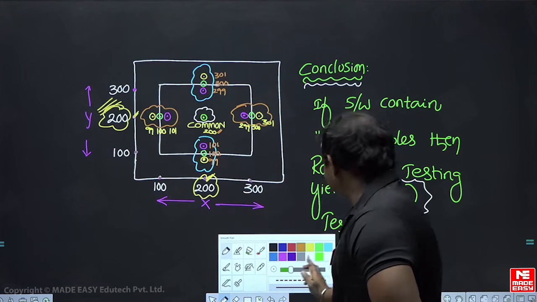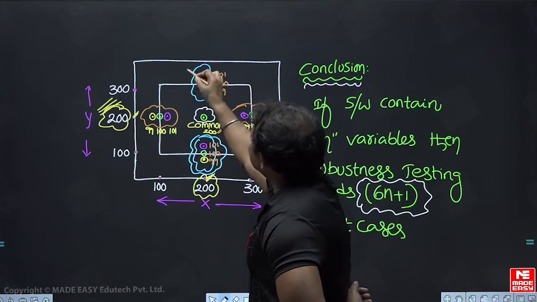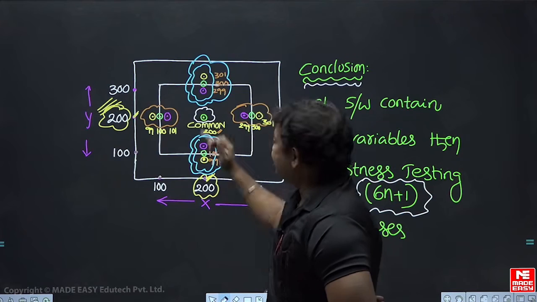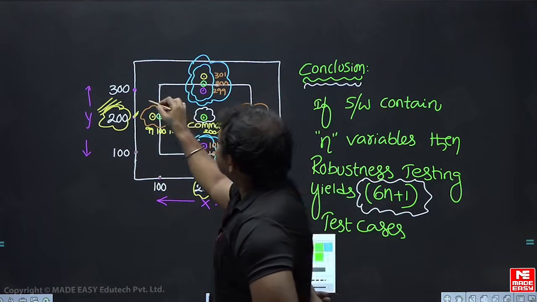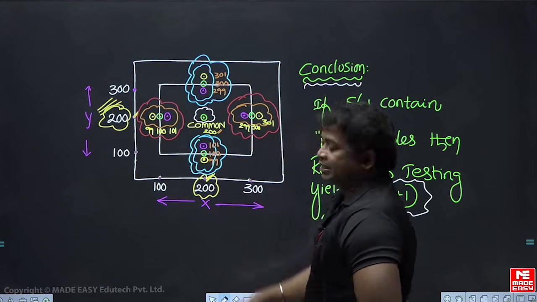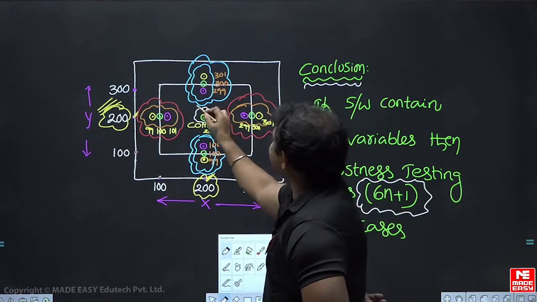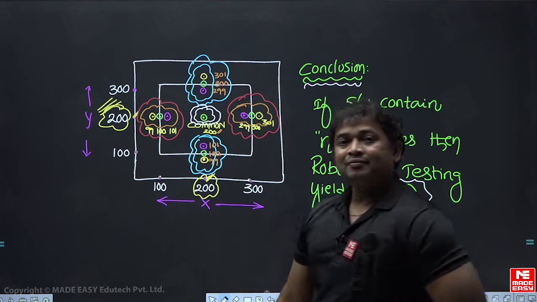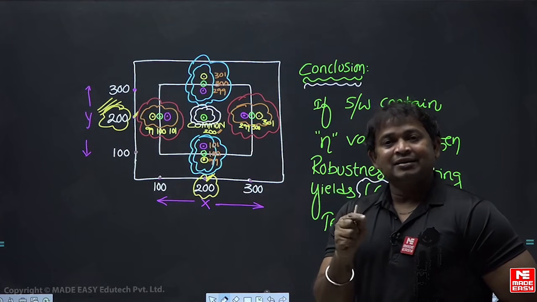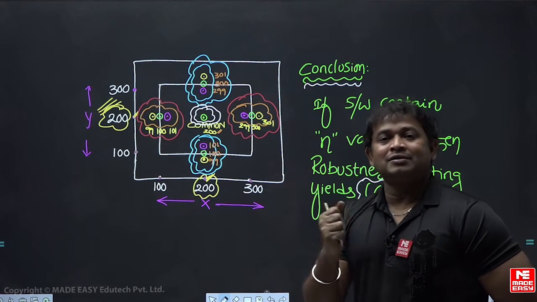That's what you see in this diagram: 6 test cases are required to test the y variable at boundaries, and 6 test cases are required to test the x variable at boundaries. Later, one test case is always common. The common test case is only one. If 2 variables are there, each variable requires 6 individual test cases and one common test case. So 2 into 6 plus 1.